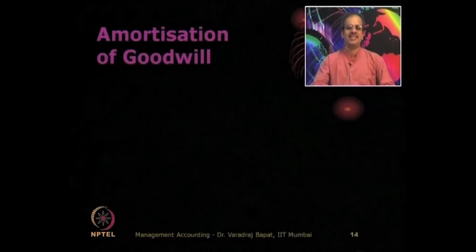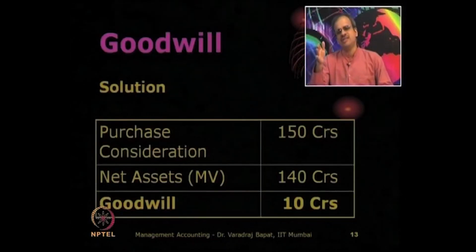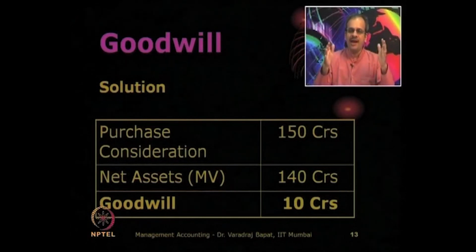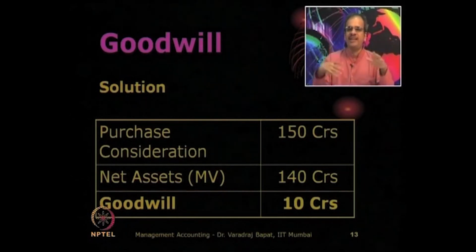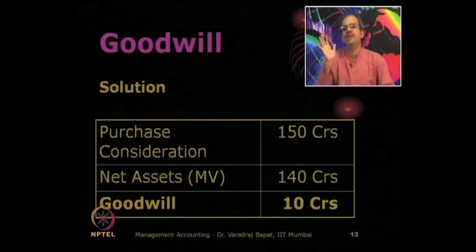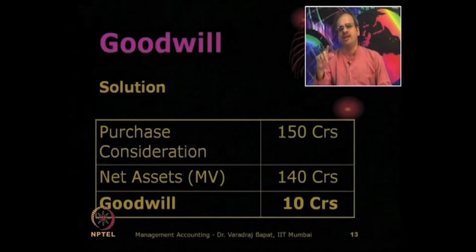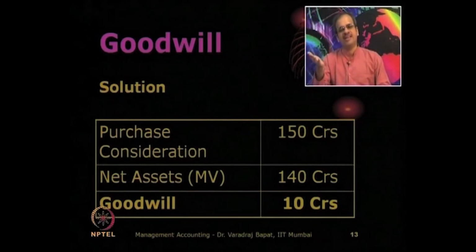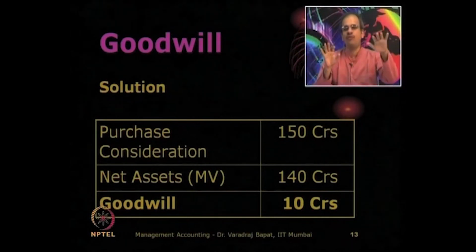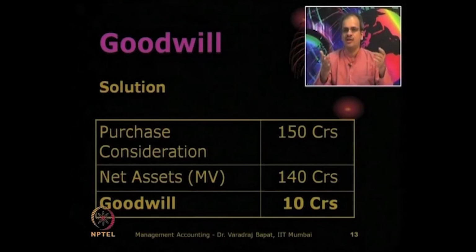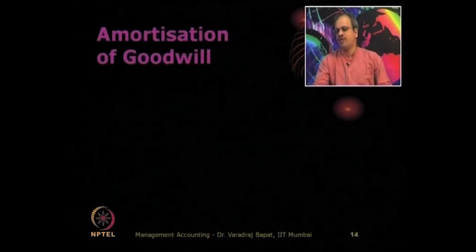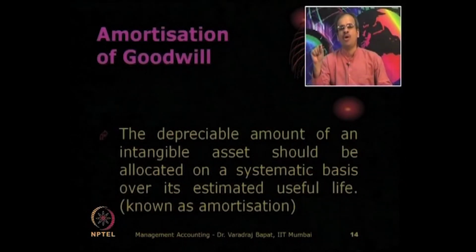Now, about amortization. In this case you have seen that A has purchased the business of B, and when it purchased it paid 10 crore more, which is shown in the balance sheet of A as goodwill. Now, can you show this goodwill forever in the balance sheet of the business? The answer is no. Just as you will write off all other assets through depreciation, you will also have to write off goodwill. This process of writing off goodwill is known as amortization.